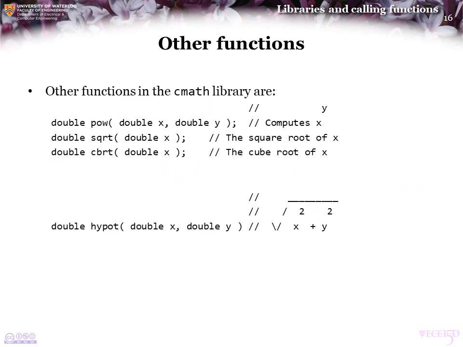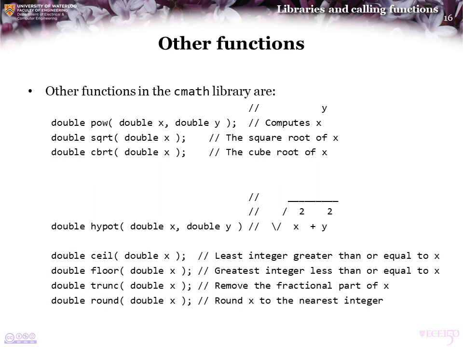Similarly, there is a function hypot which calculates the hypotenuse of a right-angled triangle which has sides of length x and y. So essentially this calculates the square root of x squared plus y squared, but once again this is ever so slightly faster than performing the explicit calculation of calling the square root of x times x plus y times y.